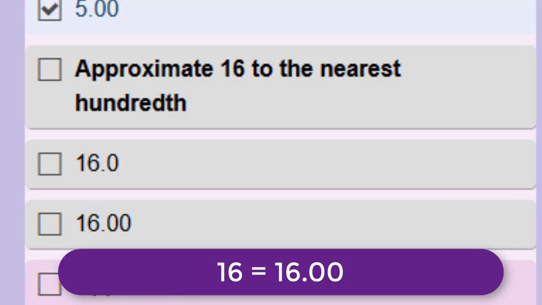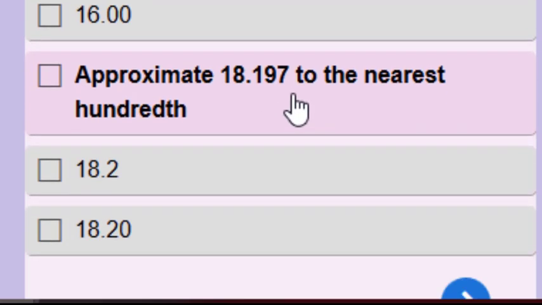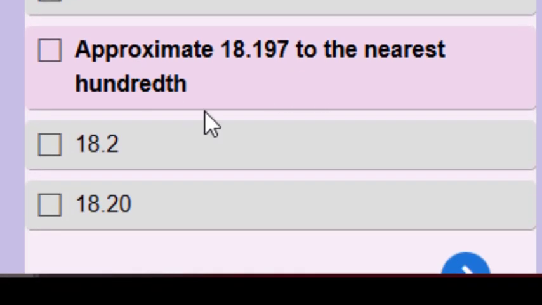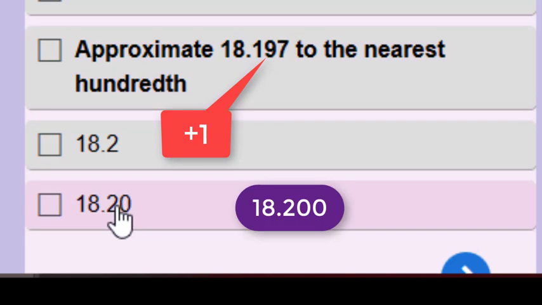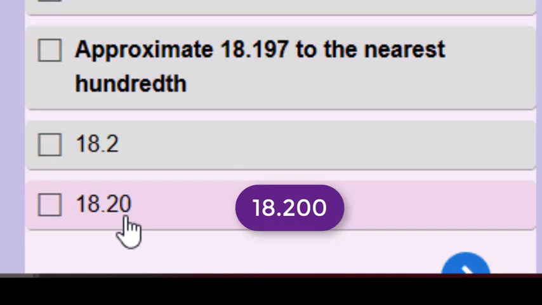And lastly, we have approximate 18.197 to the nearest 100. Of course, 7 should be rounded up, so we have 18.200. However, we need it to be 18.20 so there be enough digits to fill up the 100th place.